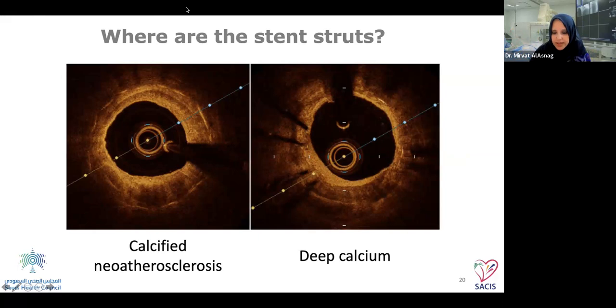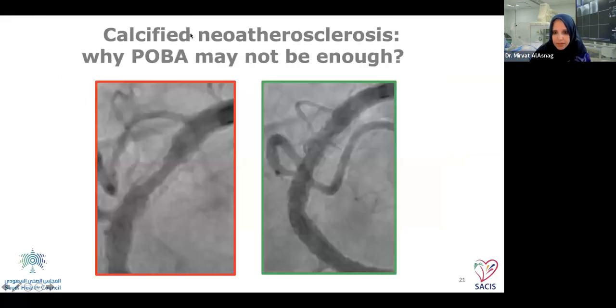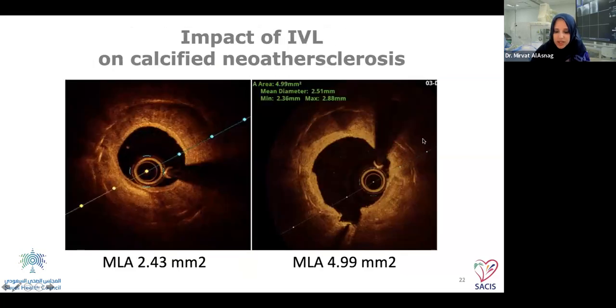Yeah, fibrocalcific, thank you, absolutely. Right. So again, this is a patient who had calcified neoatherosclerosis. So plain old balloon angioplasty may not be enough when you're looking at this patient. And again, you see the stent struts over here, and you see the cracks around 6, 7 o'clock once they were dilated.